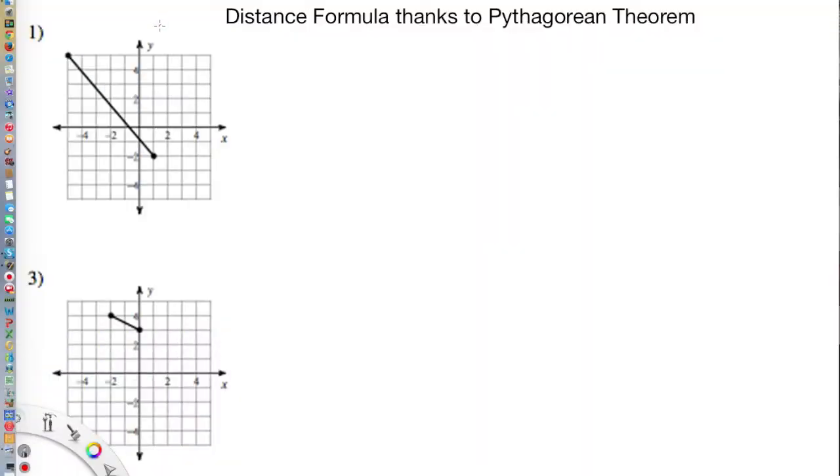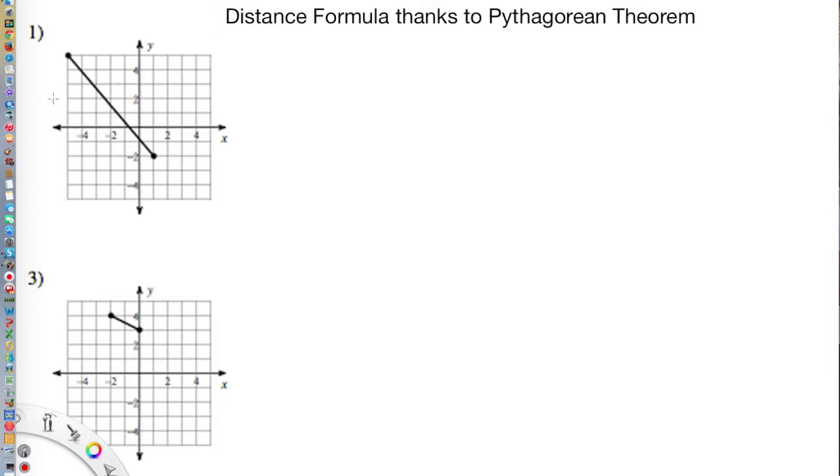Okay, let's take a look at numbers 1 and 3 from your homework assignment that you have tonight. We're going to use the distance formula or the Pythagorean theorem to help us find the distance between two points on a coordinate plane. Okay, here we have these two points right here, and we want to find the distance between them. Well, how would the Pythagorean theorem help us do that?